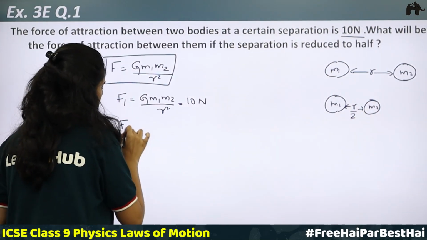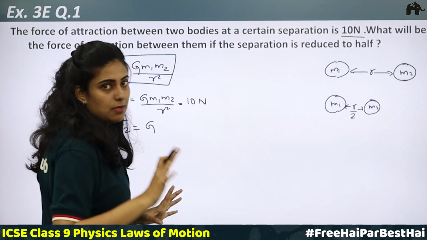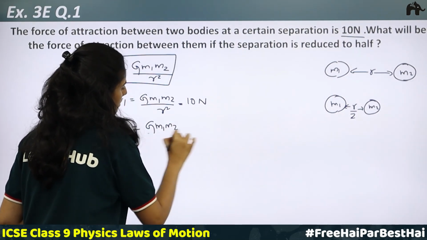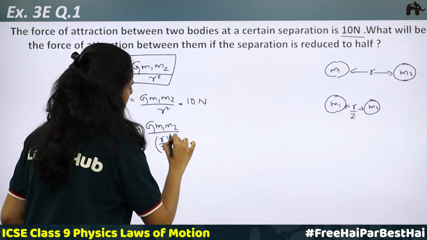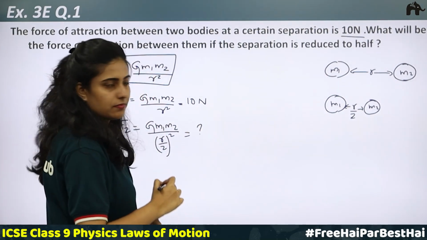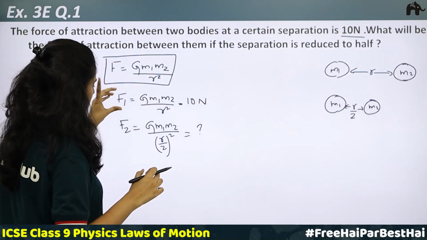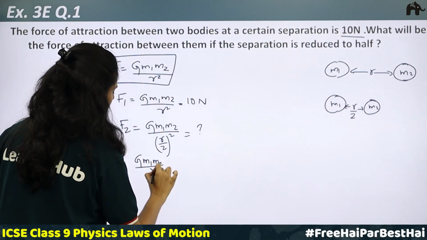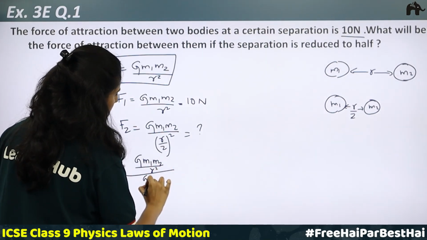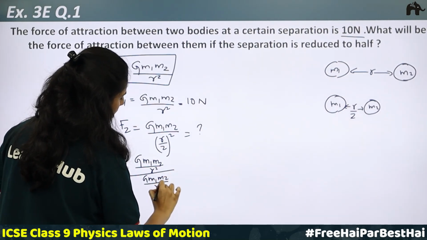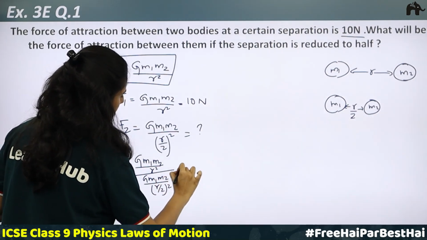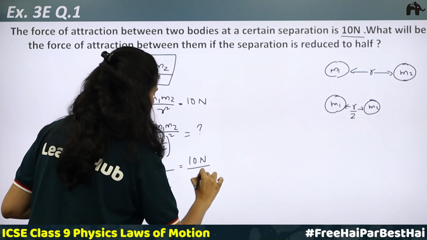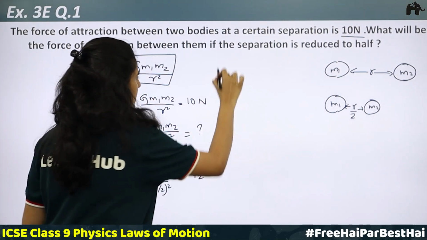So force F2 will be equal to, masses will be same because the value of mass is a constant that cannot change, G M1 M2 divided by R by 2 whole square. We have to find this. So we are taking the ratio F1 by F2. We have F1 is G M1 M2 divided by R square, divided by G M1 M2 divided by R by 2 whole square. That is equal to 10 Newton divided by this force we don't know. So let us take it as F2 itself.